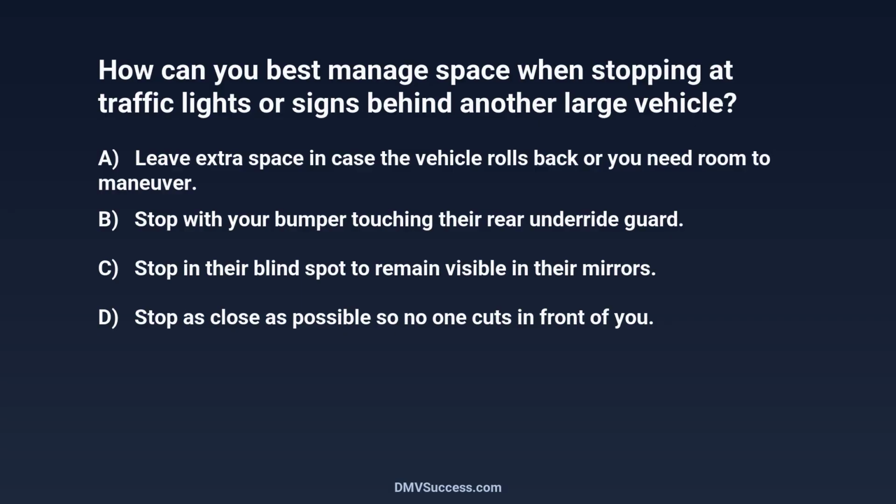How can you best manage space when stopping at traffic lights or signs behind another large vehicle? A. Leave extra space in case the vehicle rolls back or you need room to maneuver. B. Stop with your bumper touching their rear underride guard. C. Stop in their blind spot to remain visible in their mirrors. D. Stop as close as possible so no one cuts in front of you.